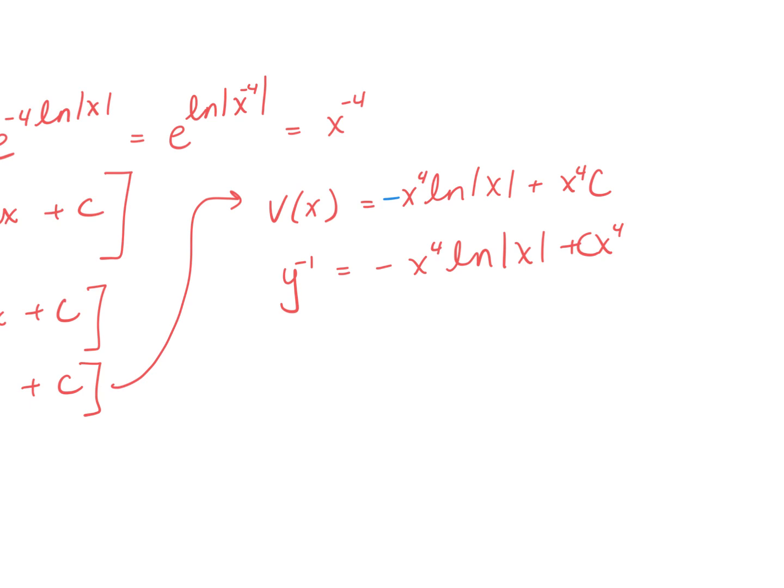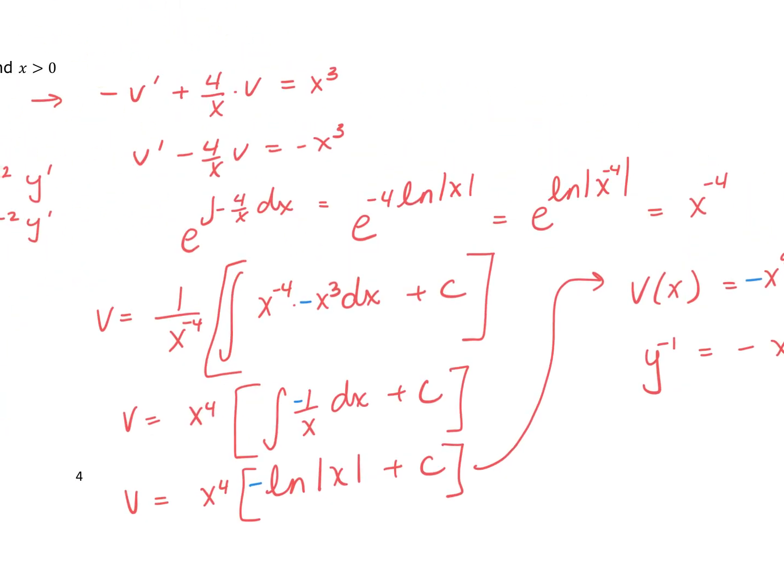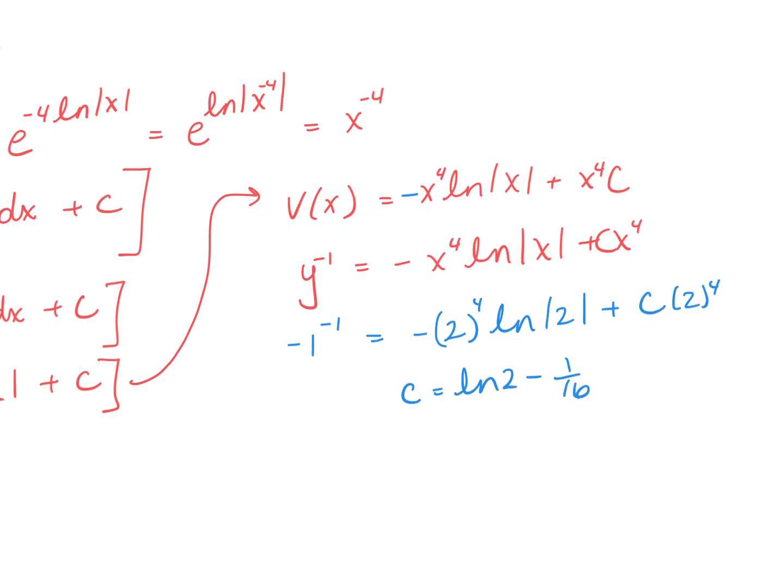And now I'm ready to use my initial value, my initial value from before, so I can figure out what my c was. x is 2, y is negative 1. So I have negative 1 raised to the negative 1 is equal to negative 2 raised to the 4th, the natural log of the absolute value of 2, plus c times 2 raised to the 4th. And so when I get done solving for c, I'm going to get c is equal to the natural log of 2 minus 1 over 16.